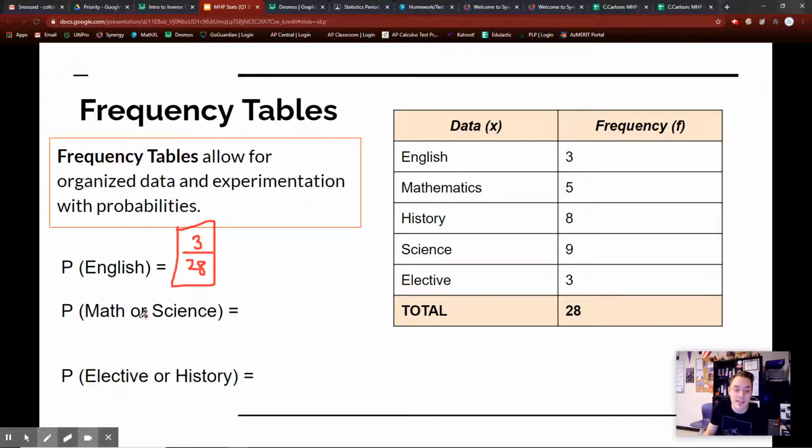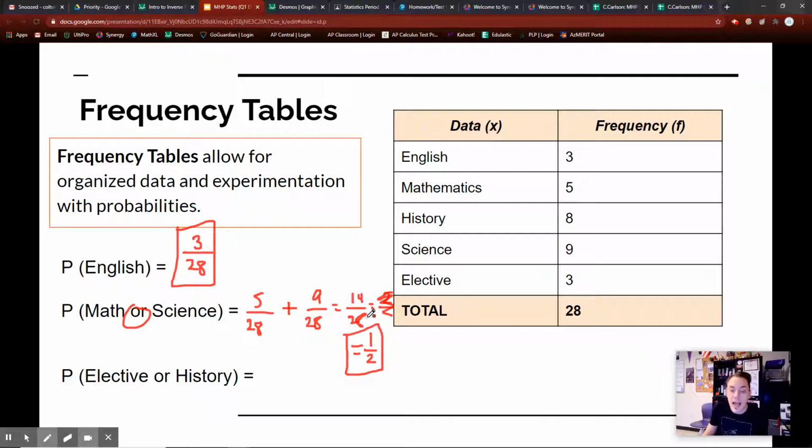Now, what about math or science? Now, it says or, right? Which means we have to add. So math, you have 5 all over 28. And then plus, that's what or means, plus. So science, we have 9 out of 28. 9 plus 5 is 14 out of 28. And this reduces down to 1/2.